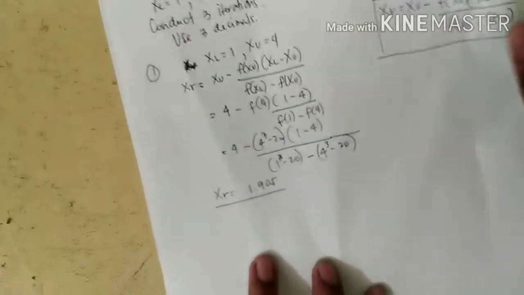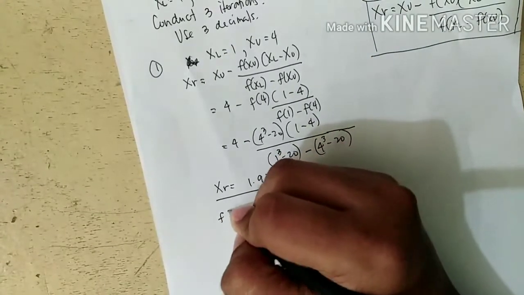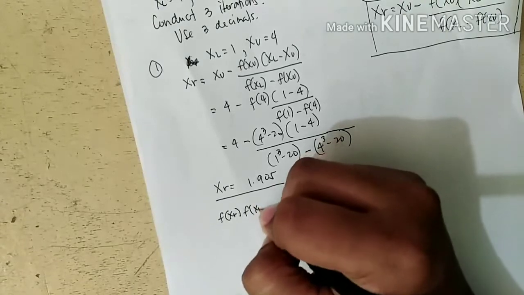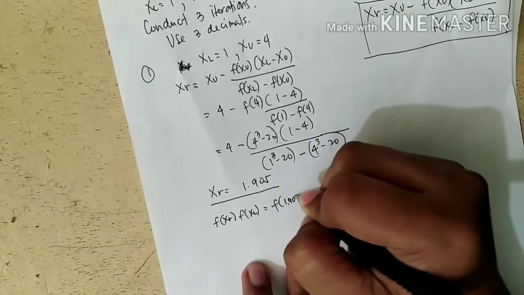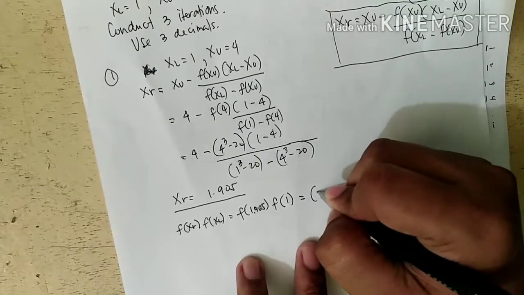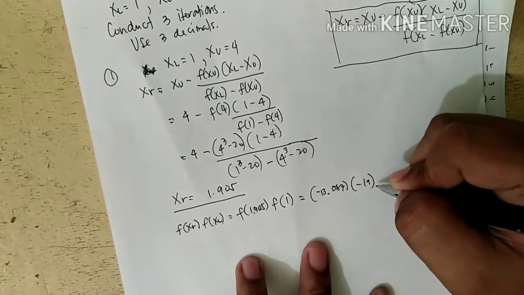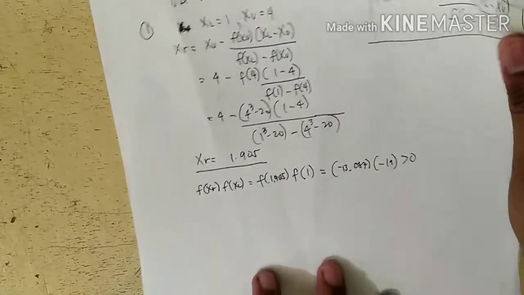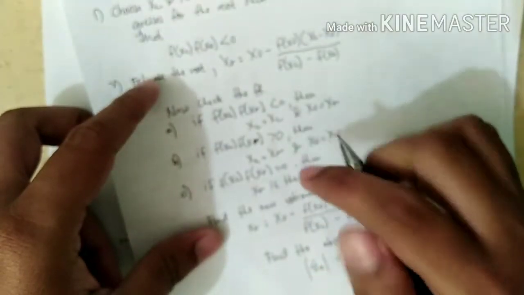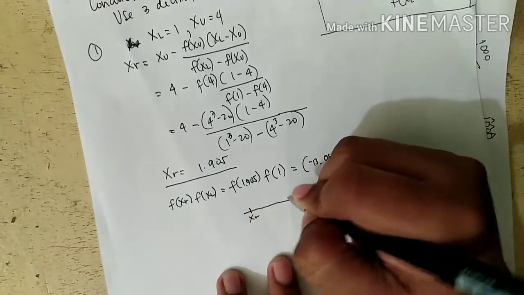So now we are at step 2. In step 2, we check whether what will be our new xl or our xu. To check, f of x sub r times f of x sub l is equal to f of 1.905 times f of 1. The values are negative 13.087 and negative 19. Since negative times negative, it's greater than 0. If it is greater than 0, then xl is equal to xr. Meaning, the xr becomes the new xl.